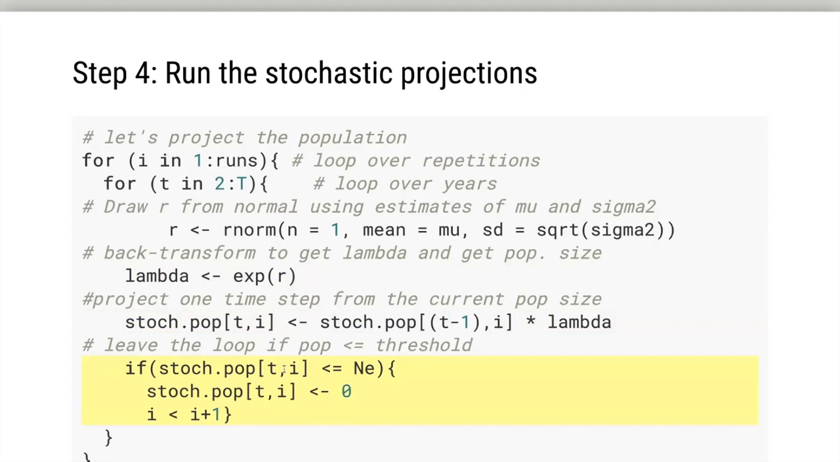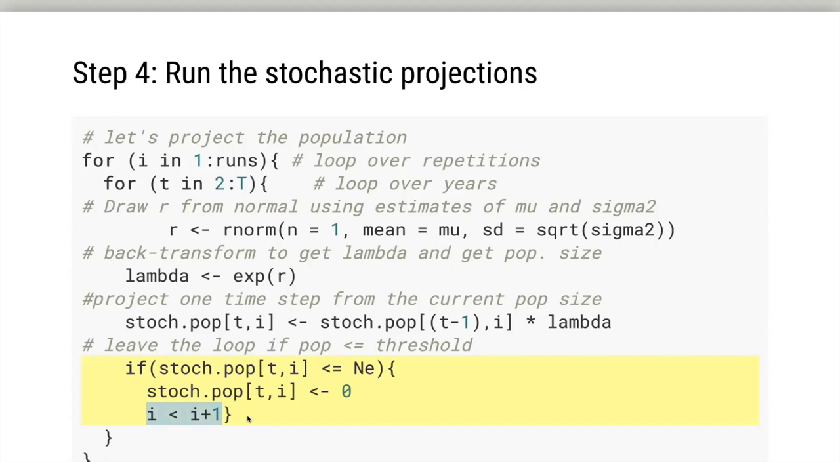In the simulation, we want to keep track of how many populations get extinct and when this is happening. So we check if population size at time t is less than the quasi-extinction threshold. And in this case, we set the population to zero. As soon as it falls below the threshold that we consider the minimum viable population, we say the population is extinct so that it cannot grow again in the simulation. And we move on to the next time step.